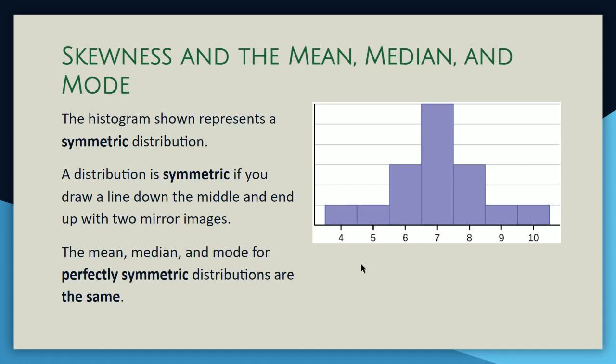In distributions that are perfectly symmetric, this is an example of a perfectly symmetric distribution. If we fold that in half, they are exactly the same on both sides. The mean, the median, and the mode should all be the same. So we expect for this distribution, the mean, the median, and the mode are all at 7.